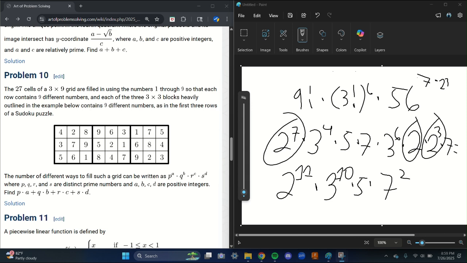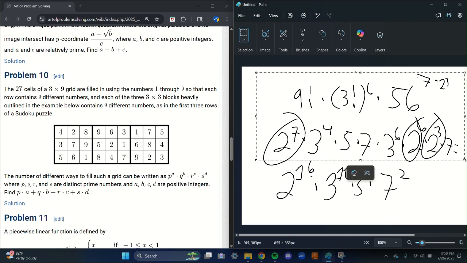Oh wait, I'm sorry, I forgot this 6 here. So we're actually going to add 6 to that 11. That's actually going to be 2 to the power of 16. So 2 to the power of 16 times 3 to the power of 10 times 5 times 7 squared. Okay, let's get rid of all of this now.